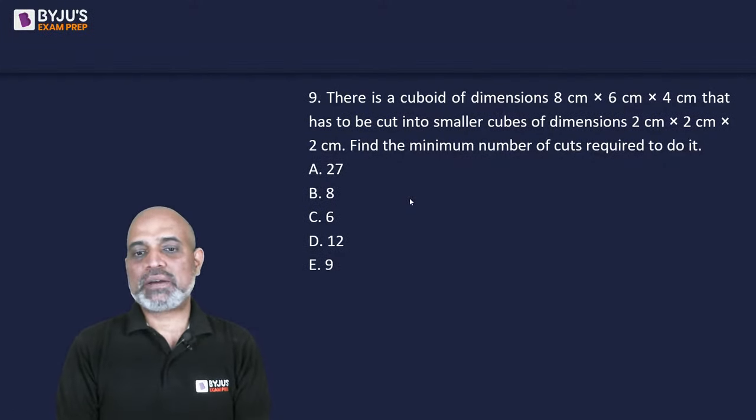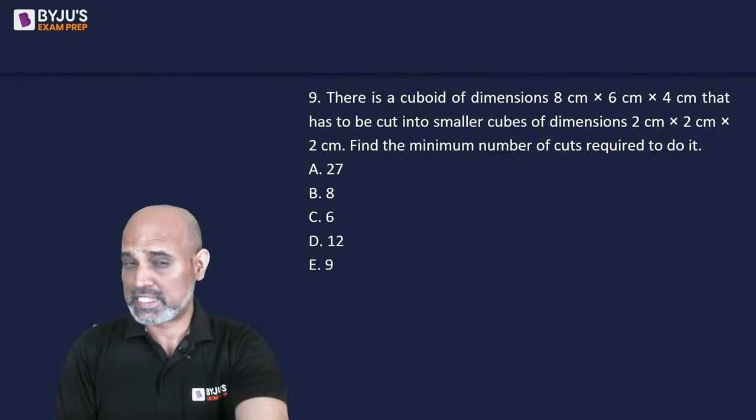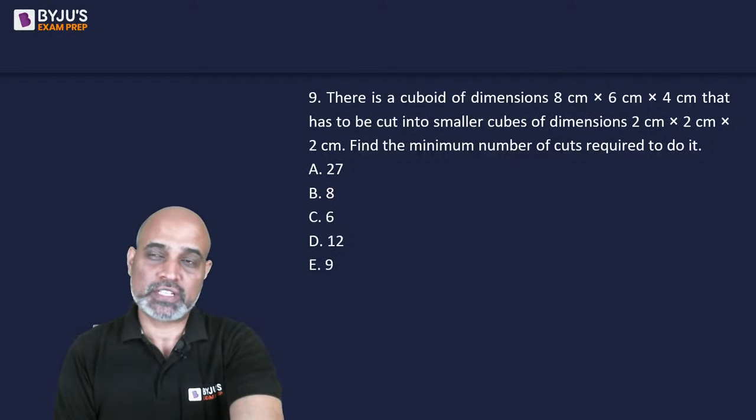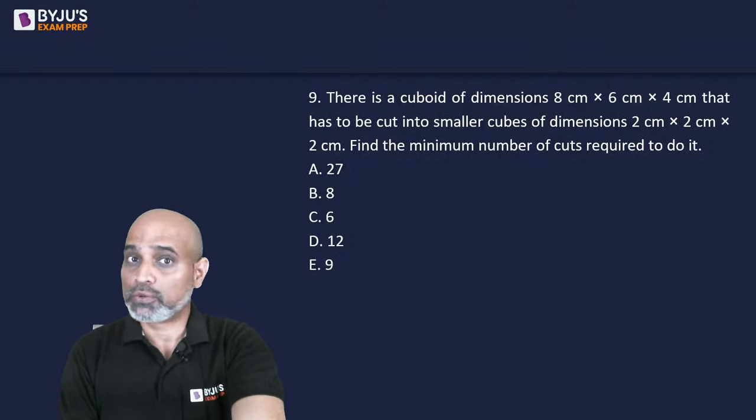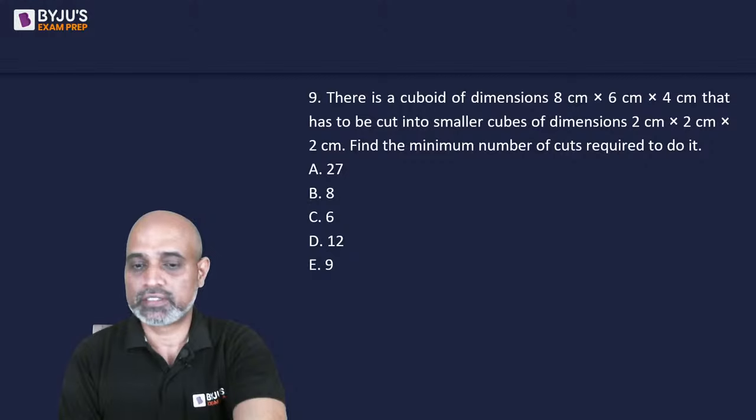There is a cuboid of dimension 8 cm, 6 cm, 4 cm that has to be cut into smaller cubes of dimension 2 into 2 into 2. Find the minimum number of cuts required to do it. Here we need cuts. It's the same question as we have done previously, but vice versa. In that question the cuts were given and you had to find the cubes. Here the cubes' dimension is given. You need to find out the number of cuts.